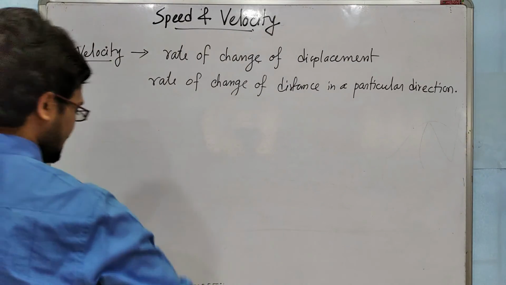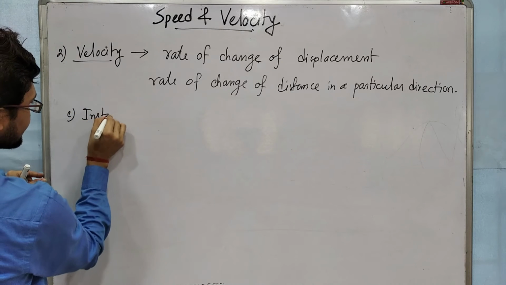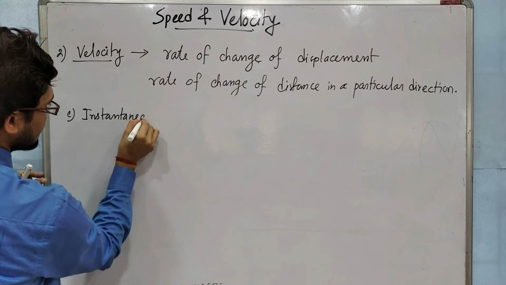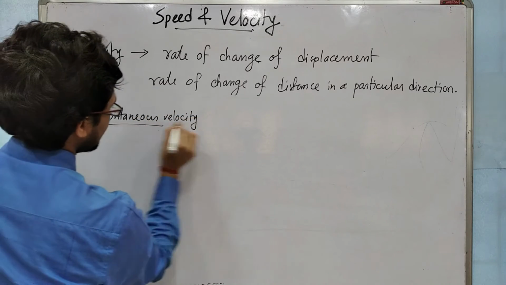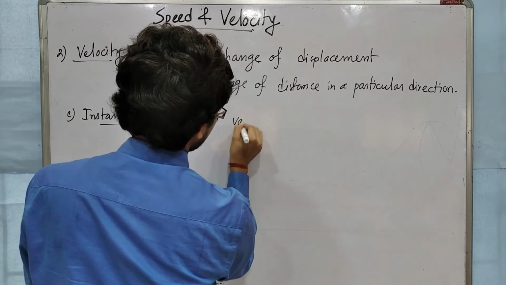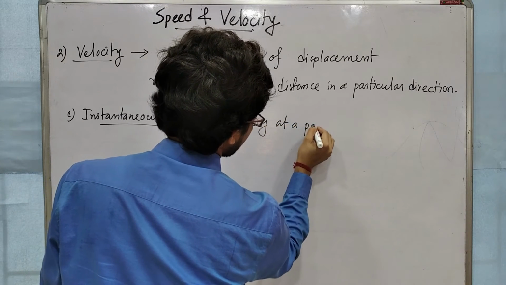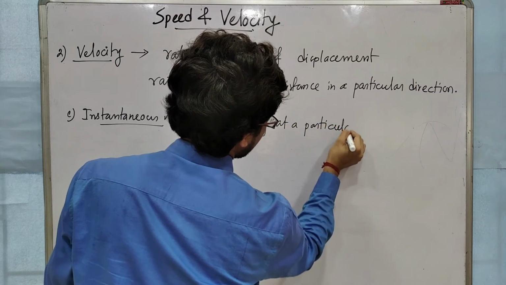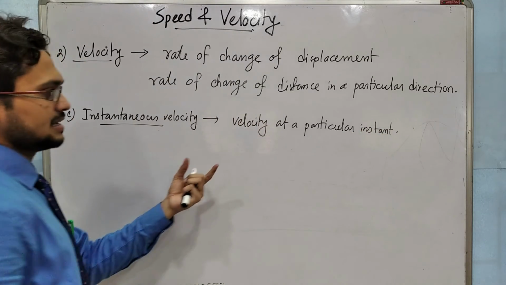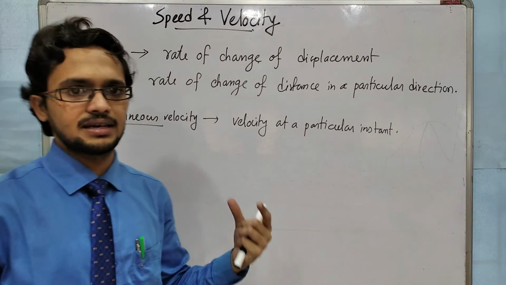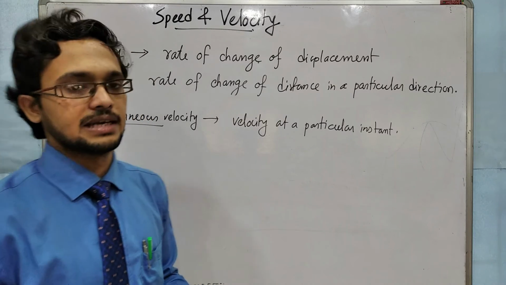Third case is instantaneous velocity. Instantaneous velocity means velocity at a particular instant. These things, instantaneous velocity, instantaneous speed, we will deal with in more depth in class 11 again.